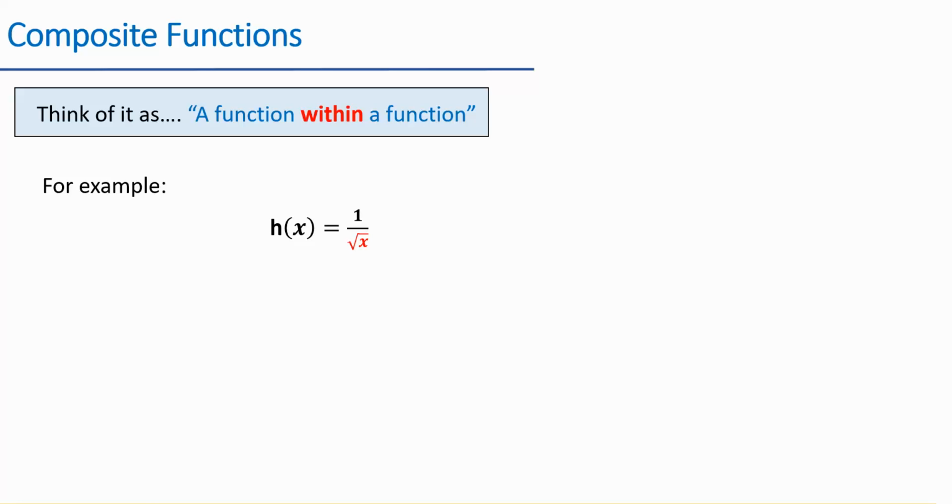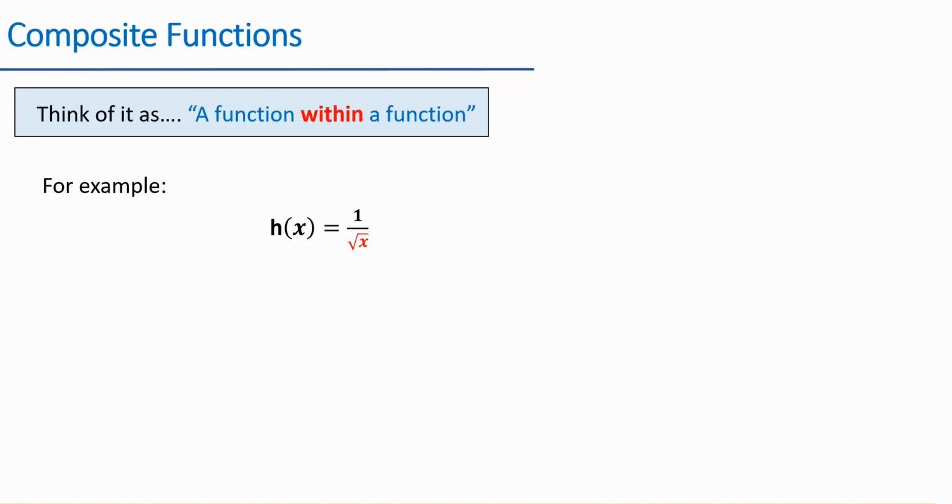So think about it. This is 1 on x. I substitute root x in, and I get 1 on square root of x. Notation-wise, it's f of x, but instead of putting the letter x, you're now replacing that with root of x. Root of x is g of x. So in your textbook, they write f of g of x.